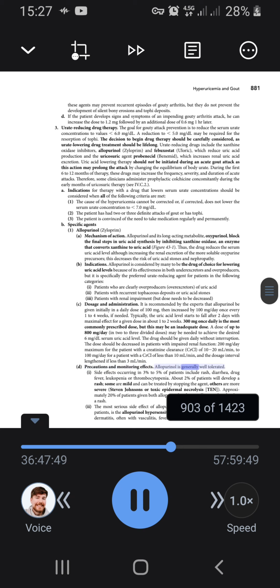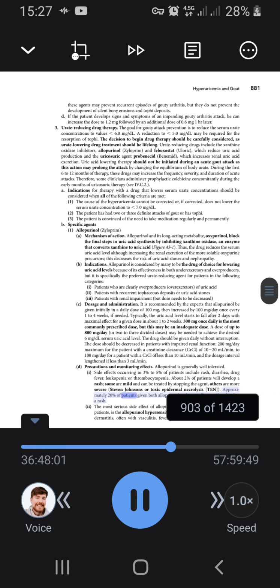Allopurinol is generally well tolerated. I. Side effects occurring in 3% to 5% of patients include rash, diarrhea, drug fever, leukopenia, or thrombocytopenia. About 2% of patients will develop a rash. Some are mild and can be treated by stopping the agent. Others are more severe: Stevens-Johnson syndrome or toxic epidermal necrolysis.